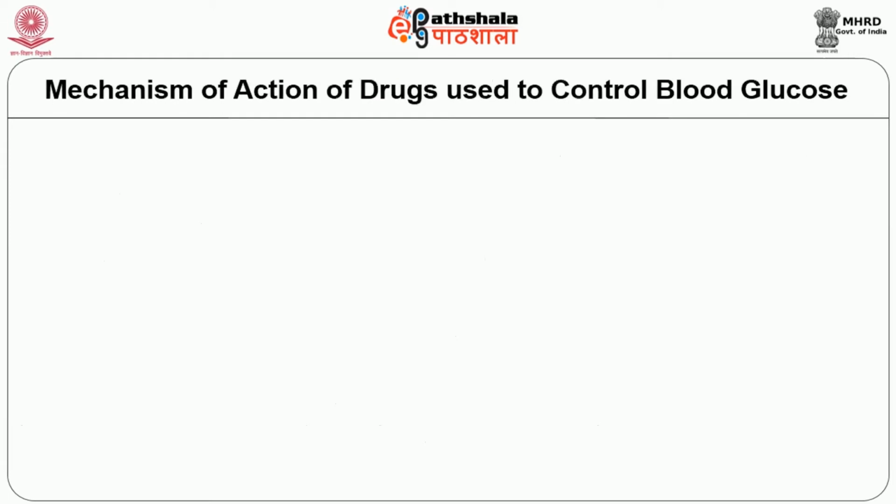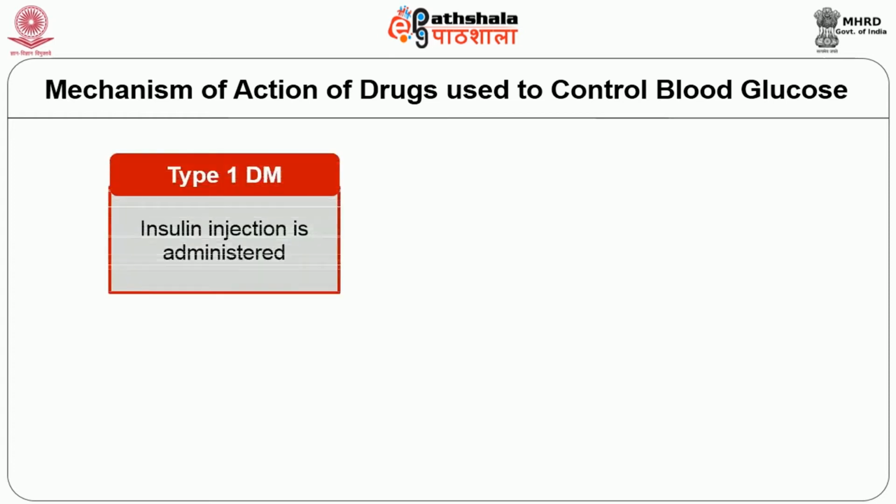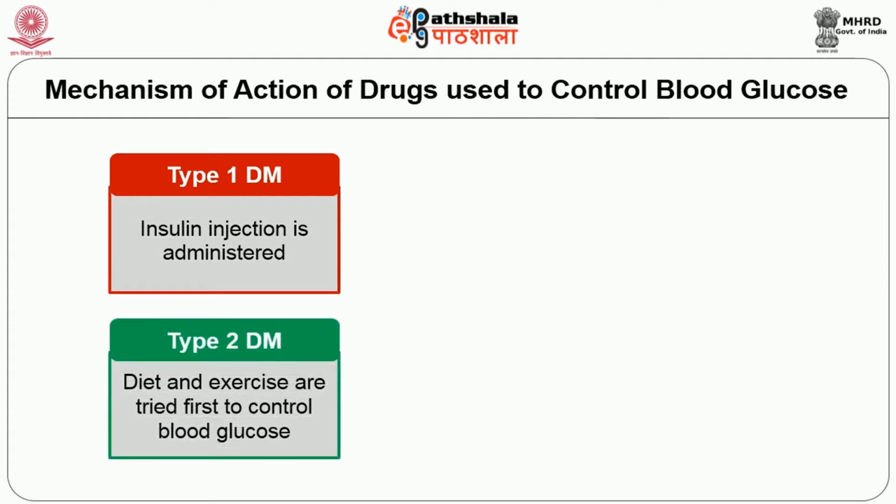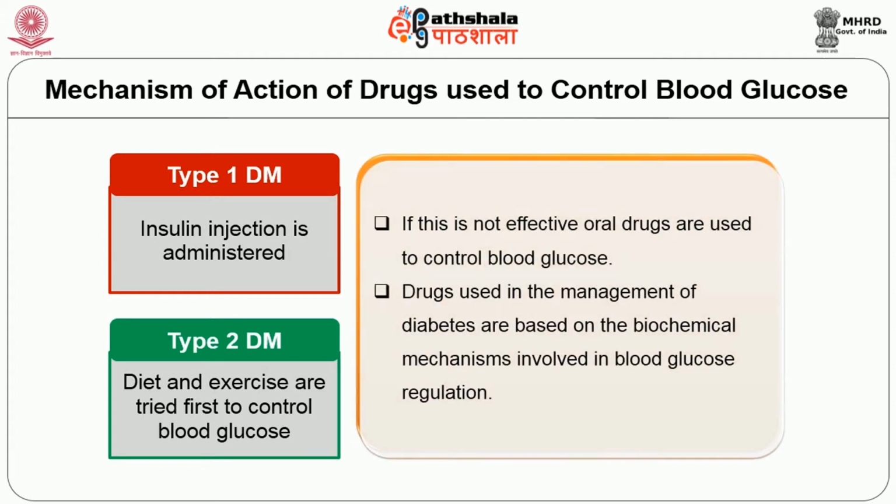Let's see now the mechanism of action of drugs which are used in control of blood glucose. For type 1 DM, insulin injection is administered. For type 2 DM, diet and exercise are tried first to control the blood glucose. If this is not effective, oral drugs are used to control the blood glucose.